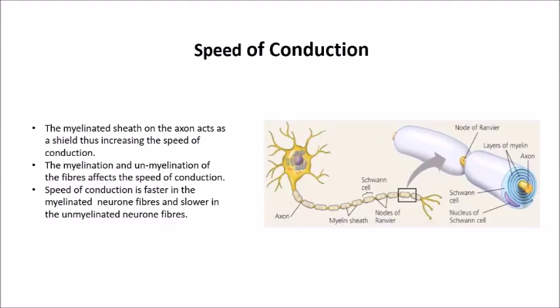Here, the action potential is able to jump from one node to another through the exoplasm in a saltatory conduction. Here, the speed of conduction increases. However, in the unmyelinated fibers, myelin is not produced. This allows the action potential to move down the unmyelinated axon in a continuous conduction, lowering the speed of conduction.